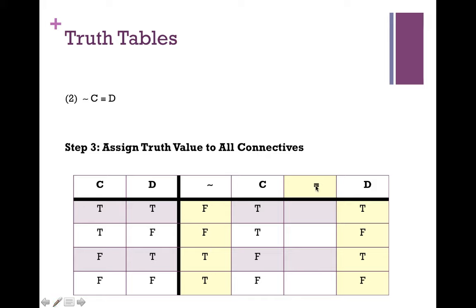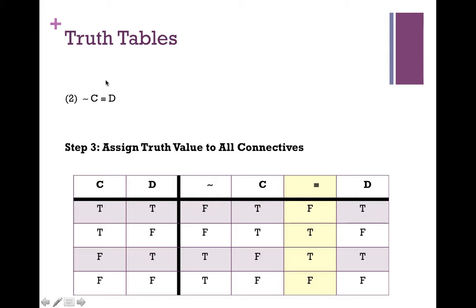Now, the biconditional is true only when both propositions in it are true or both are false. So if one is true and one is false, it's false. So here we have one false and one true, so it's false. False and false, this row will be true. True and true, this one will be true. True and false, that one will be false. And we can go ahead and fill those in. And here is the final truth value.